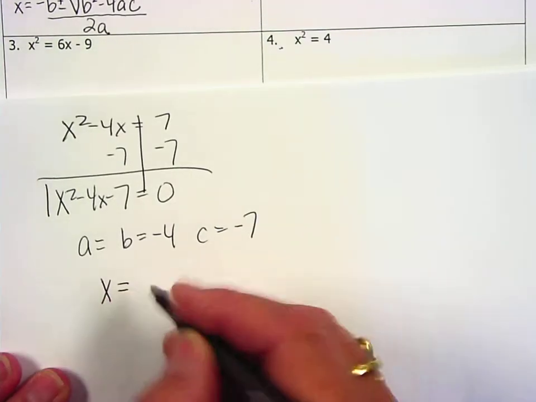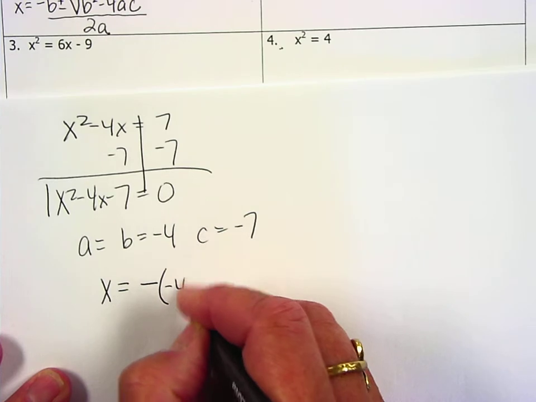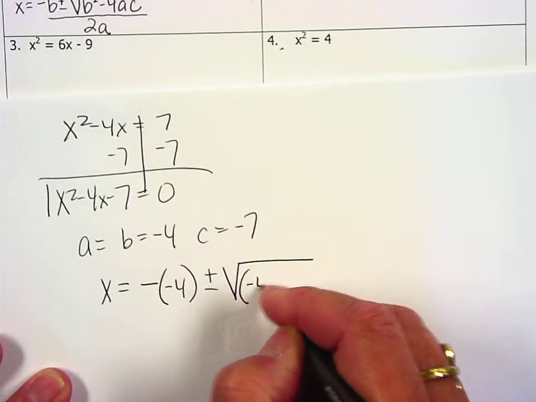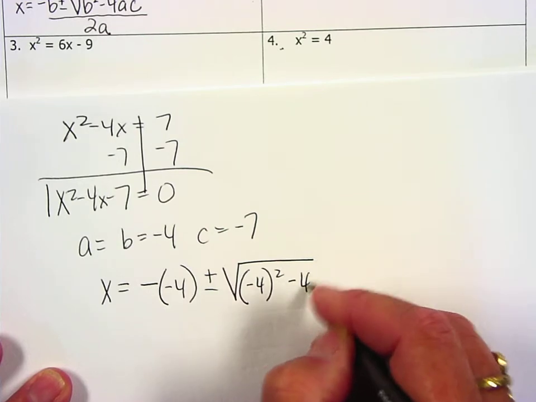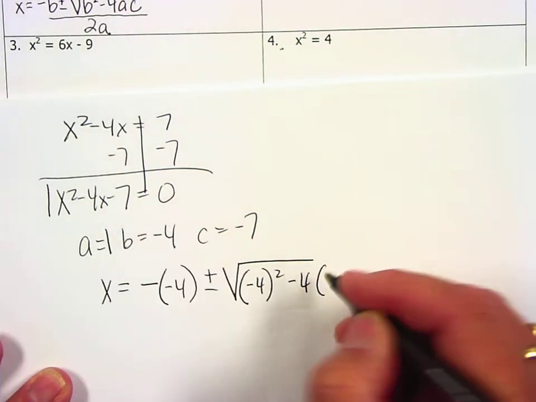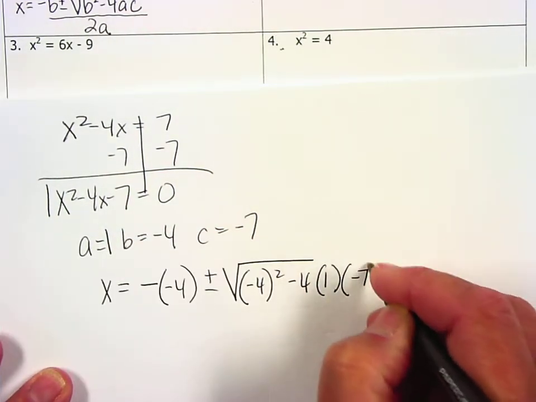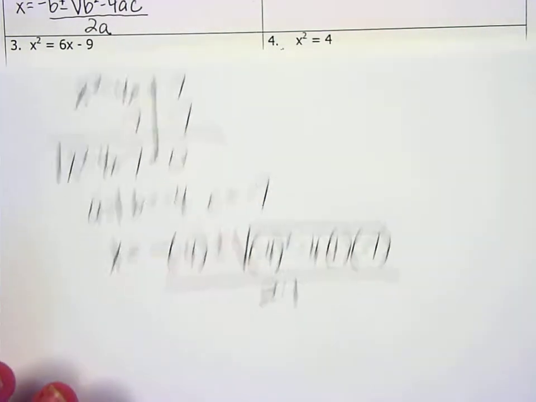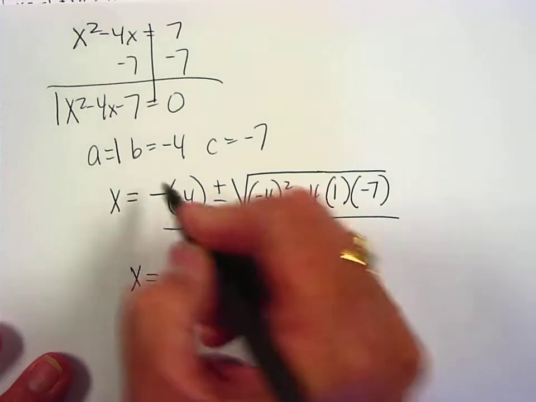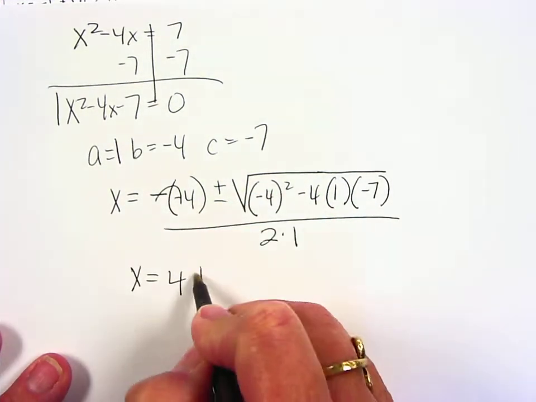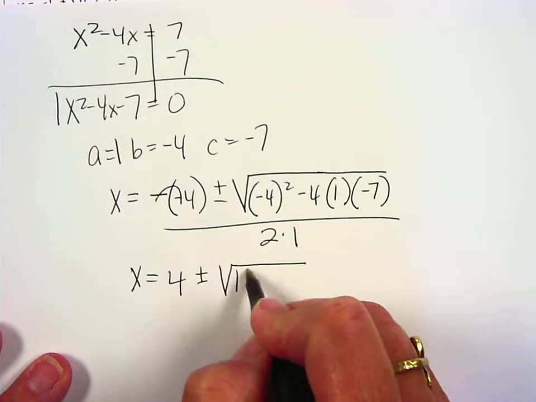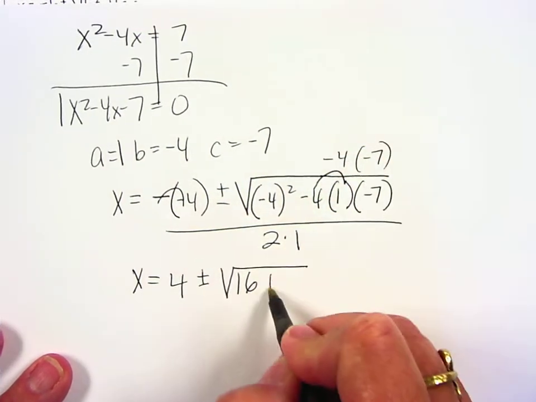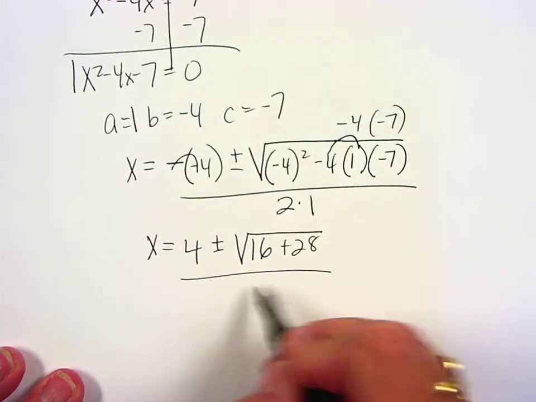x equals -b plus or minus the square root of b squared minus 4 times a times c, all over 2a. x equals 4 plus or minus the square root of 16, -4 times -7 is +28, all over 2.